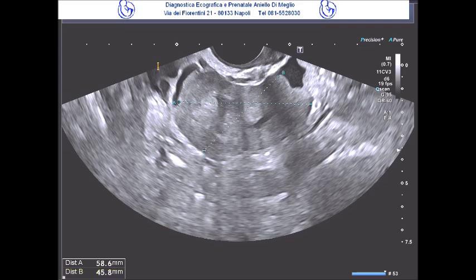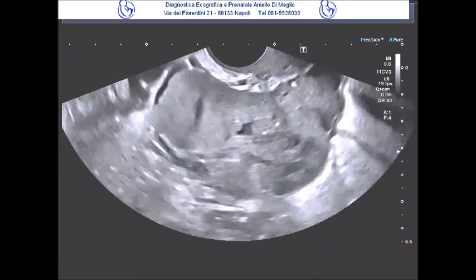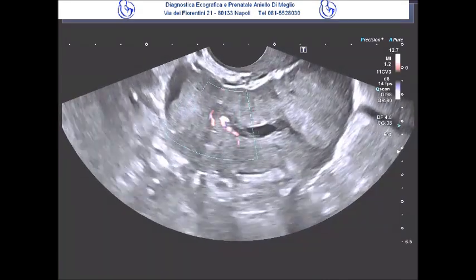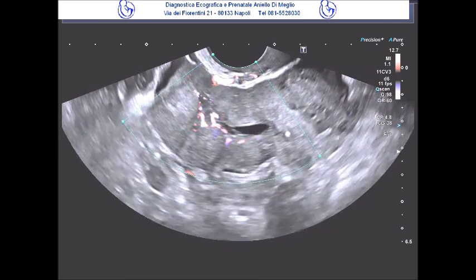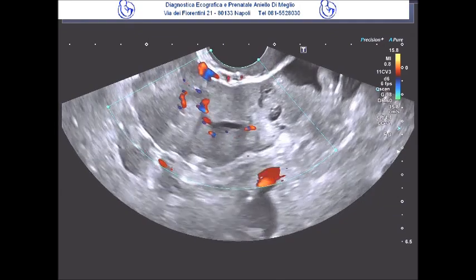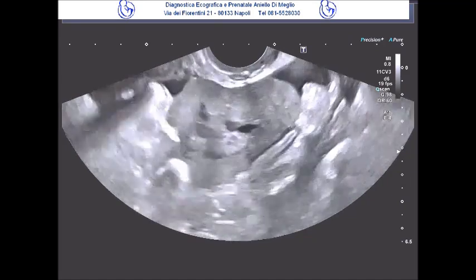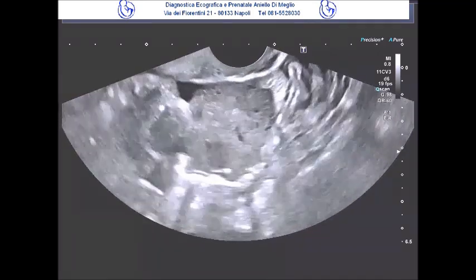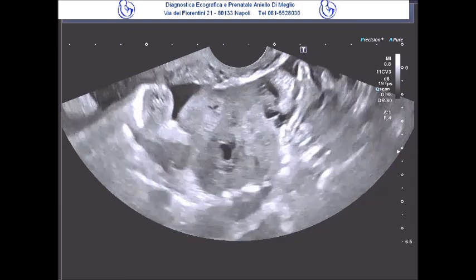And you can see how the ovary, this is the left ovary, is enlarged, has a solid, compact appearance with these vascular strands crossing the mass, which, as you will see later, show low resistance blood flow. So according to the established IOTA classification system, we can confidently assign it a color score of 3.